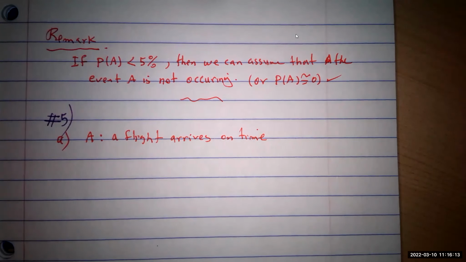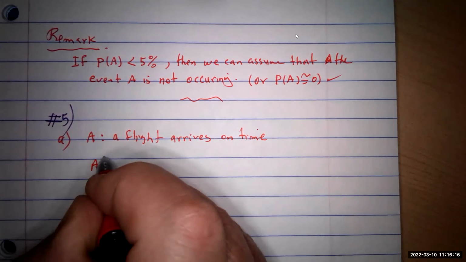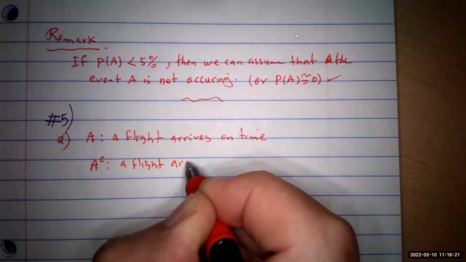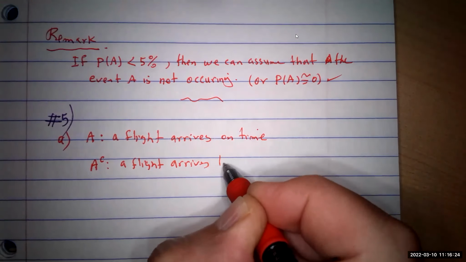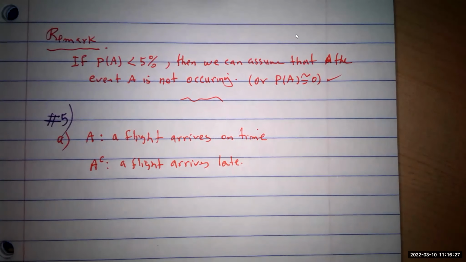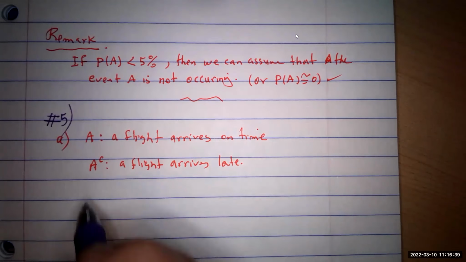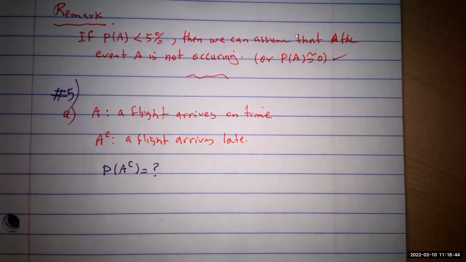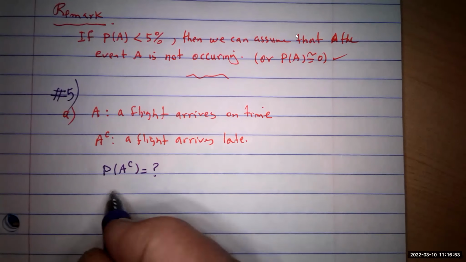If this is arriving on time, then A complement would be the opposite: a flight arrives late. That's the situation you're going to have, arriving late or arriving on time. In this problem, you are interested in the second one, so you would like to find A complement. You have to find the probability of A, then use the complementary rule to get it. There are different ways to do it, of course. So let's find P of A first.